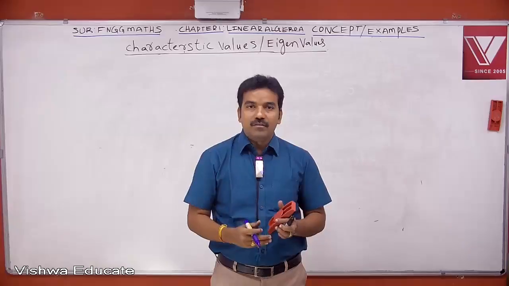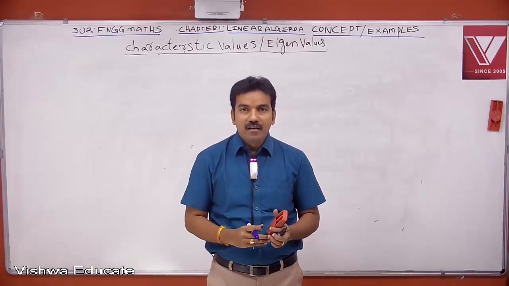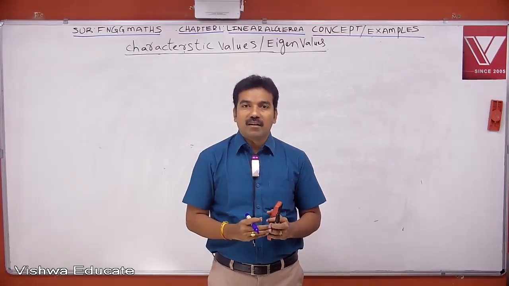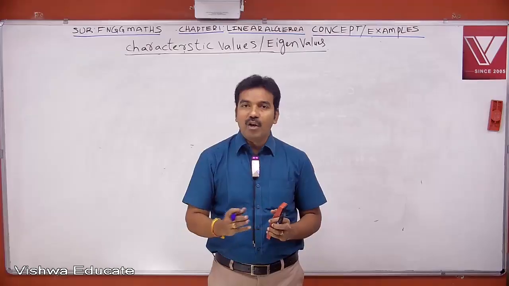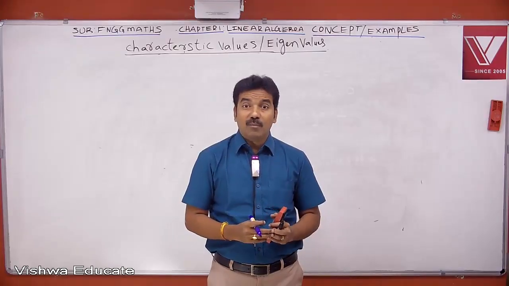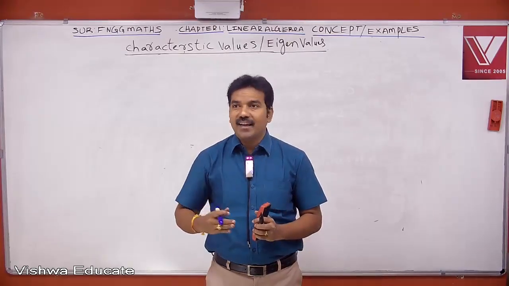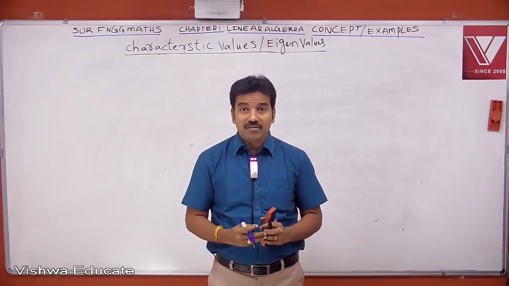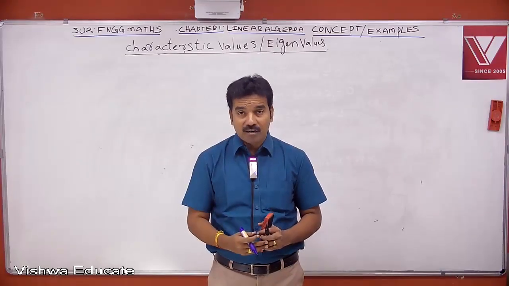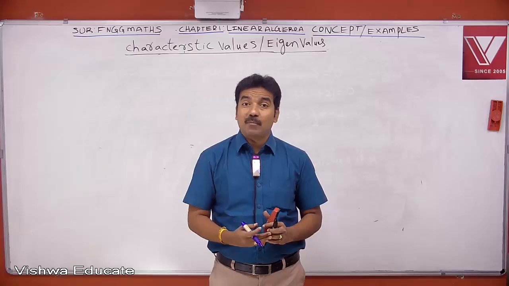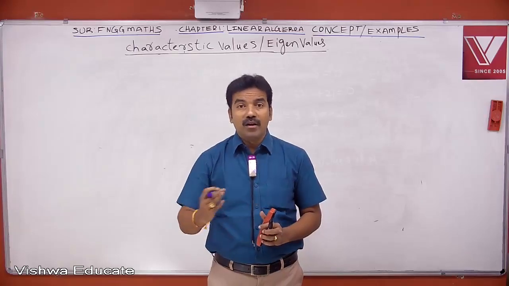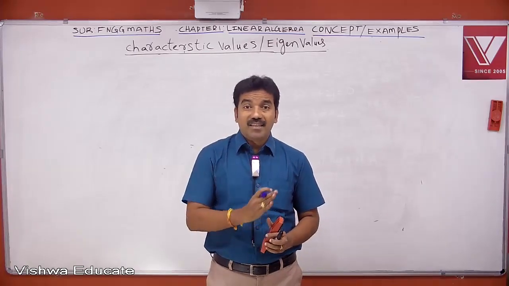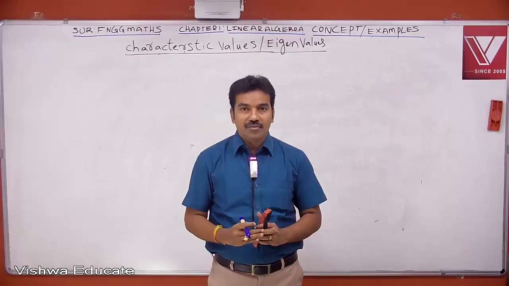Now let me ask you one question. Suppose I have an upper triangular matrix or a lower triangular matrix. What will be the structure of its eigenvalues irrespective of size? I have a 4 by 4 matrix. Assume that this is an upper triangular matrix or lower triangular matrix. What will be the structure of its eigenvalues?